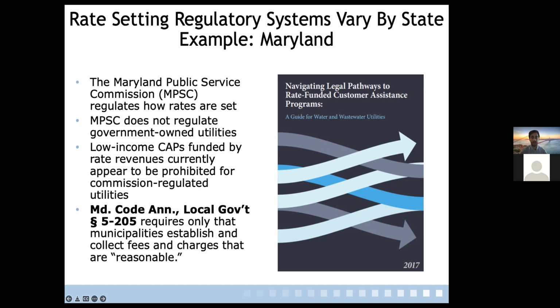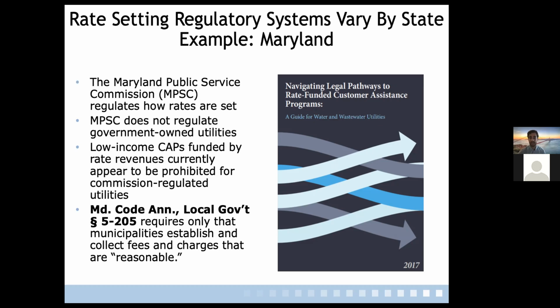But to give an example of a state in the mid-Atlantic that regulates CAPs, I wanted to look at Maryland and the Maryland Public Service Commission. They're the ones that regulate how rates are set and approve rate modifications for private water as well as private wastewater companies. They don't regulate government-owned utilities. So CAPs like low-income customer assistance programs that are funded by rate revenues currently appear to be prohibited for the commission-regulated utilities because of how they interpret statutory prohibitions.